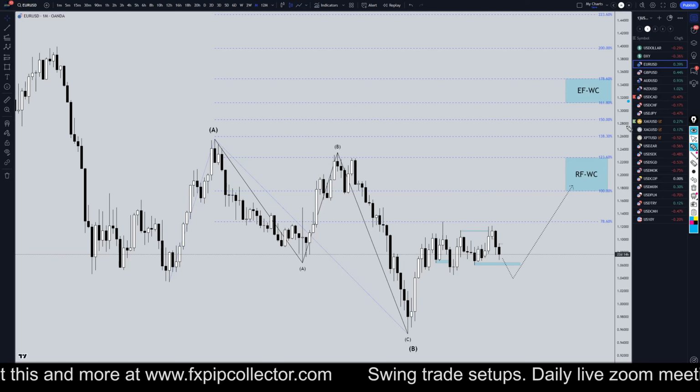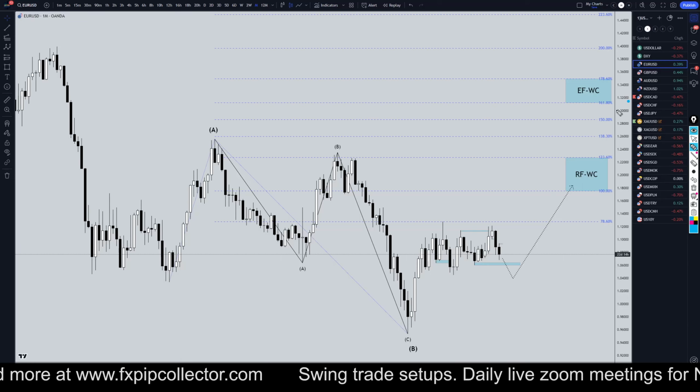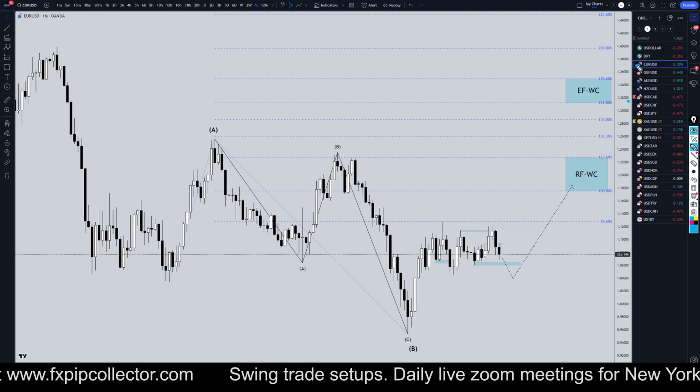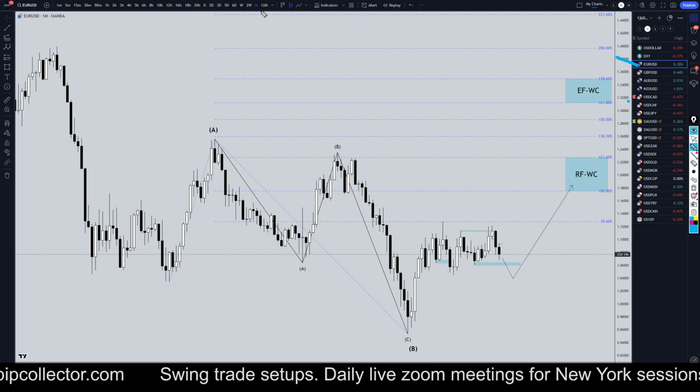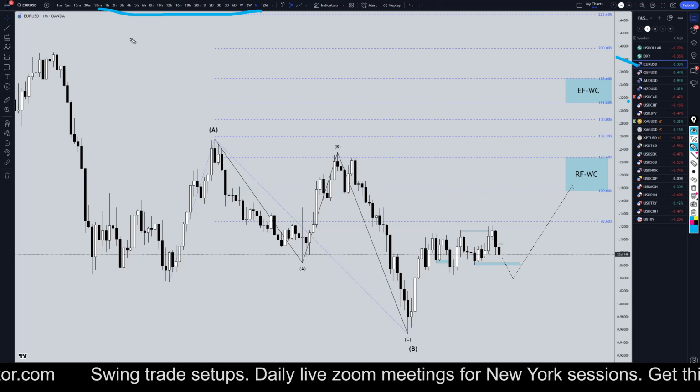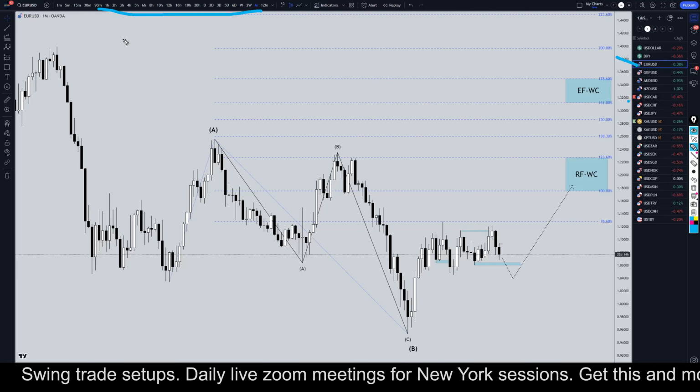Today is Thursday, November 7th, and I'm going to be analyzing the US dollar starting on the monthly, working my way all the way down to the 1 hour time frame for the full top down analysis.